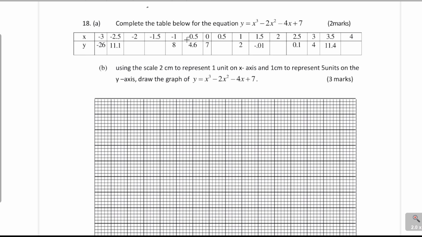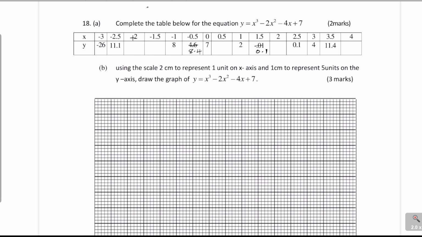When x is negative 0.5, y should be 8.4. You correct that. And then this one, just a typo error, this will be 0.1. When x is 1.5, y will be 0.1. Now I'll just demonstrate using the first value how you're supposed to fill the table, because this is just use of a calculator. You just need a calculator.